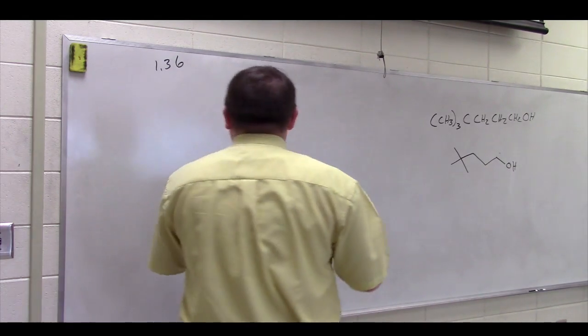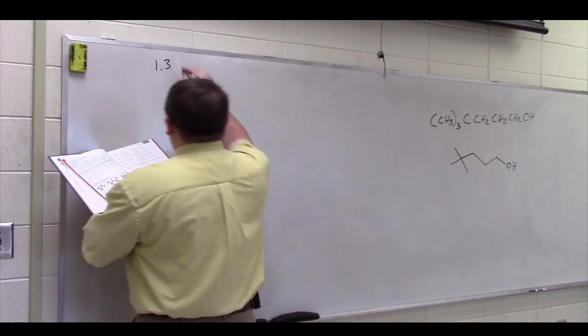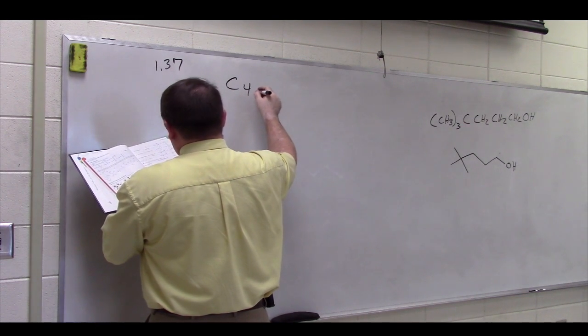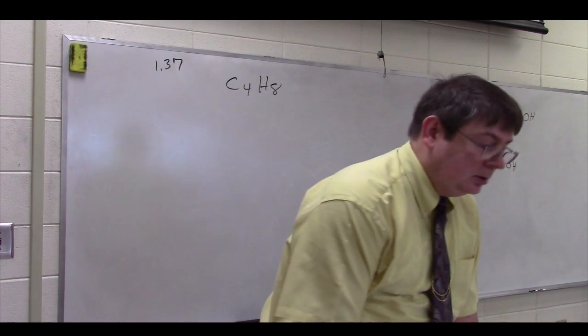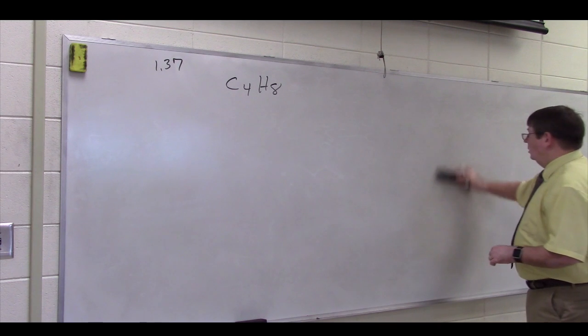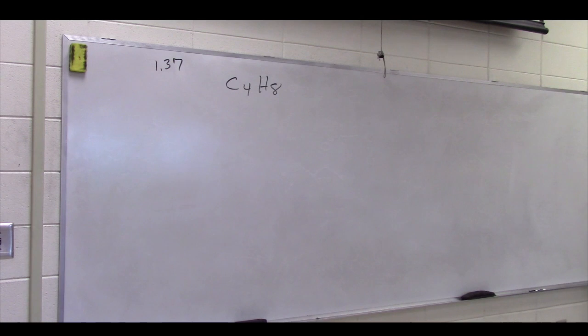Let's try 137. Draw all the constitutional isomers of C4H8. And I want you all to spend a couple of minutes on a piece of paper working through that. You can work together, you can talk amongst yourselves. Think about all the different ways that we can take 4 carbons and 8 hydrogens and connect them together such that we have no formal charges and everything's good.